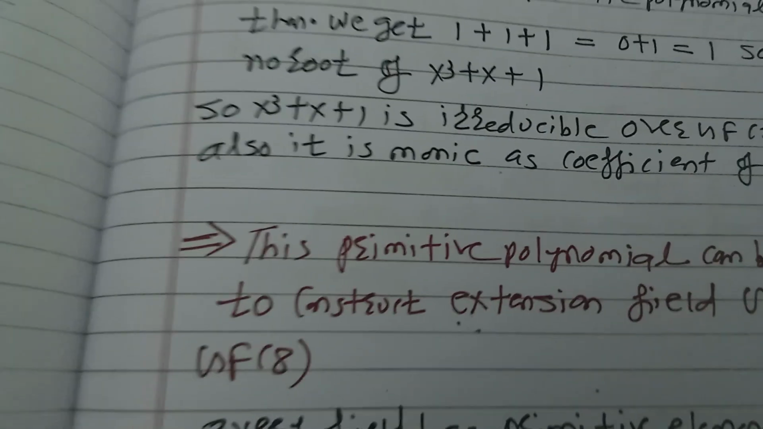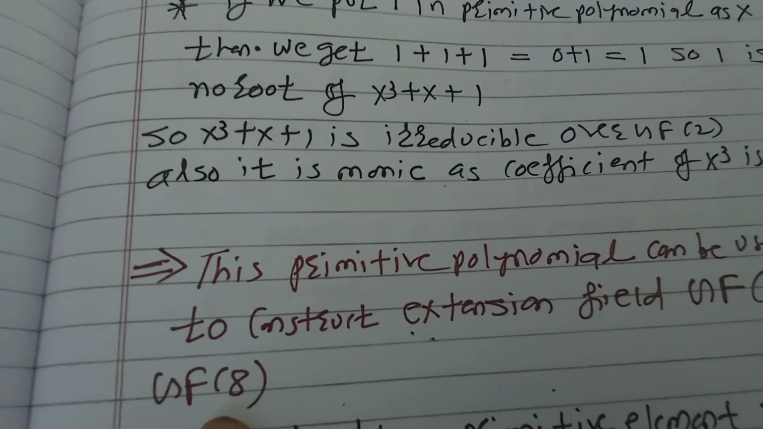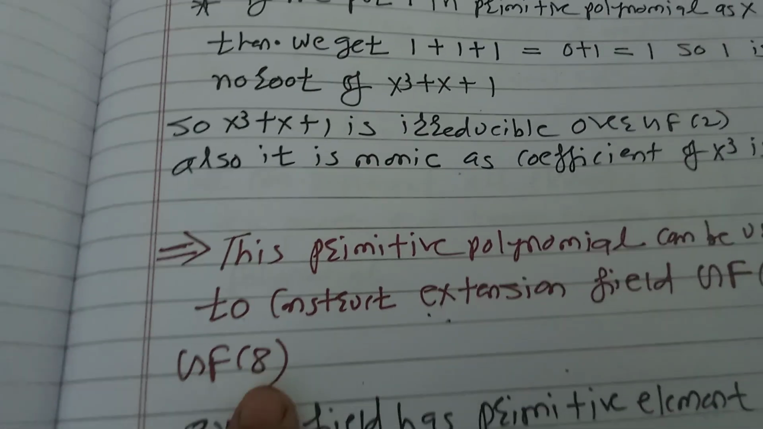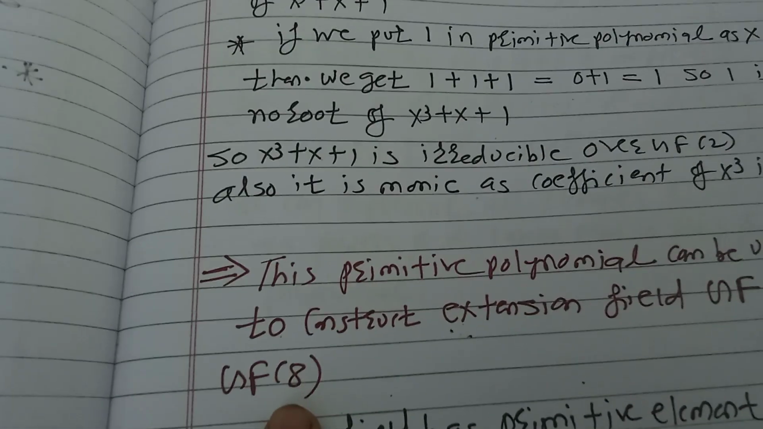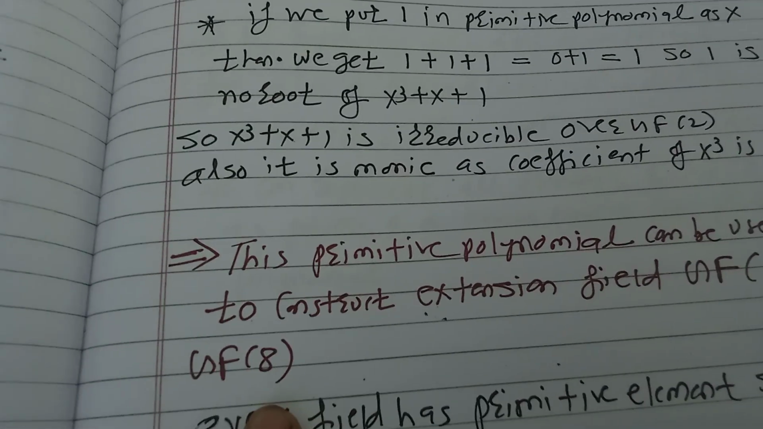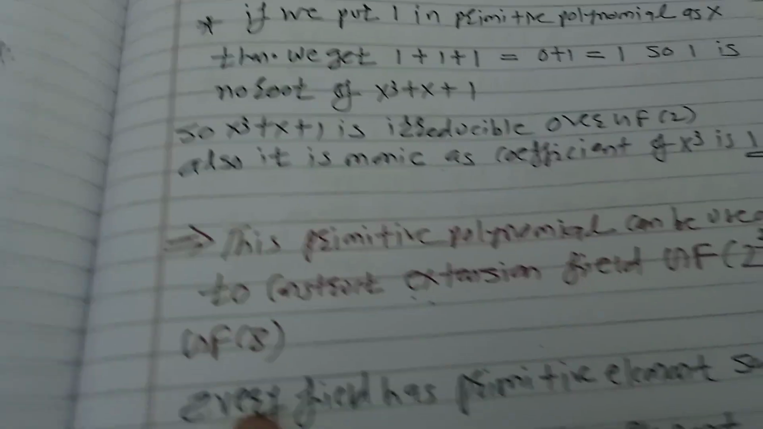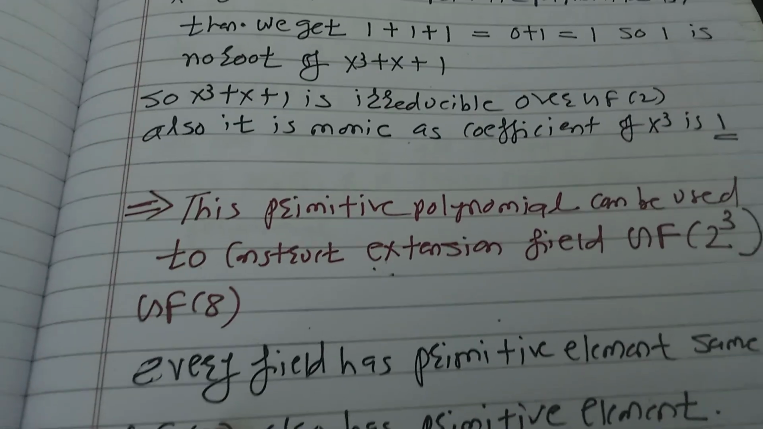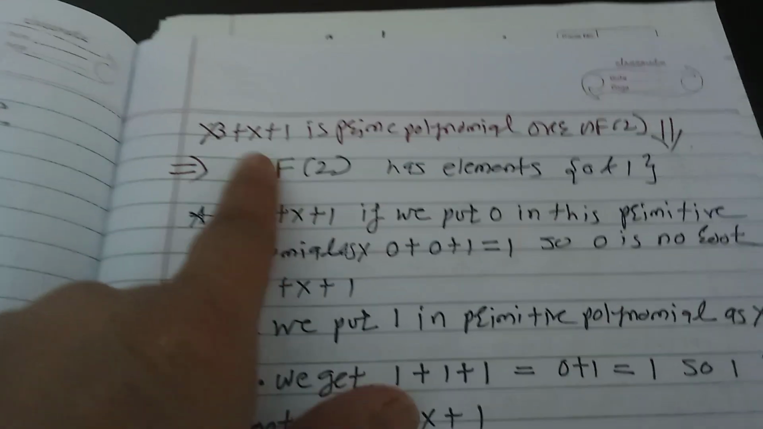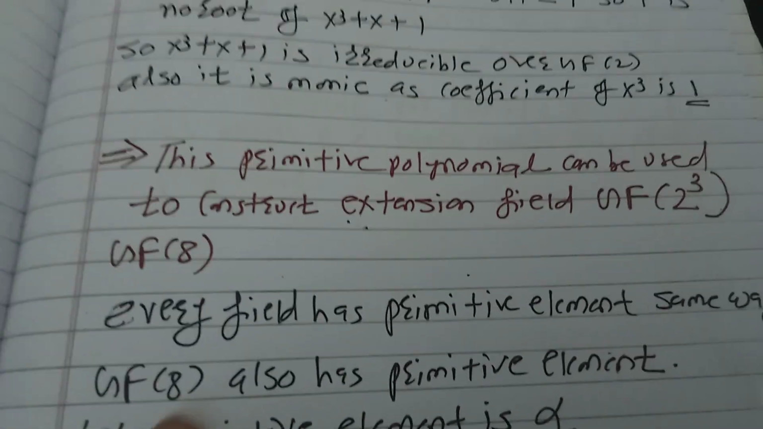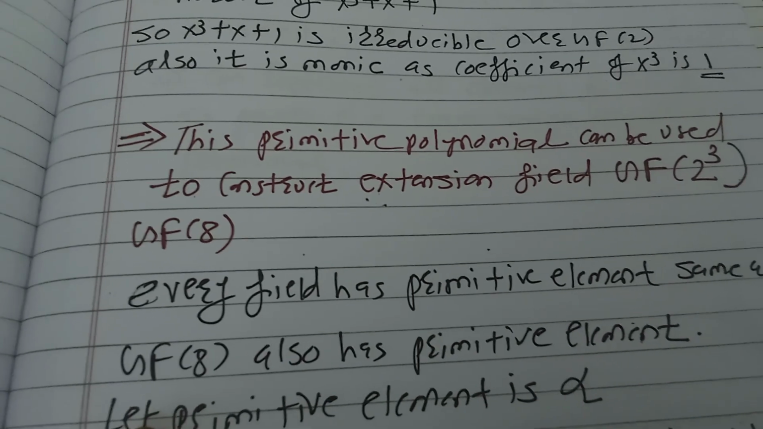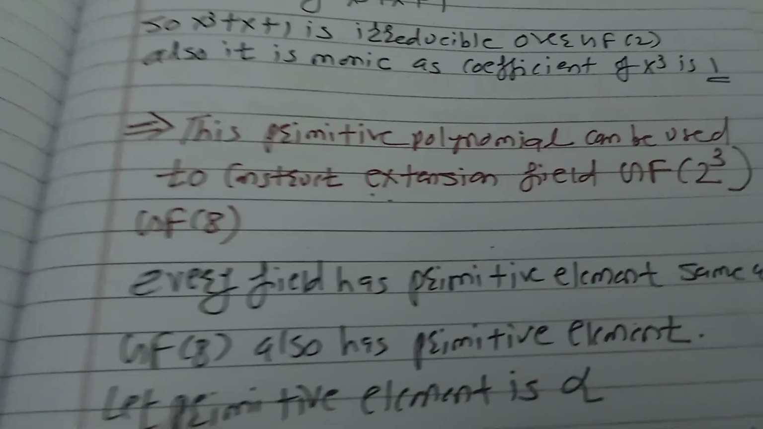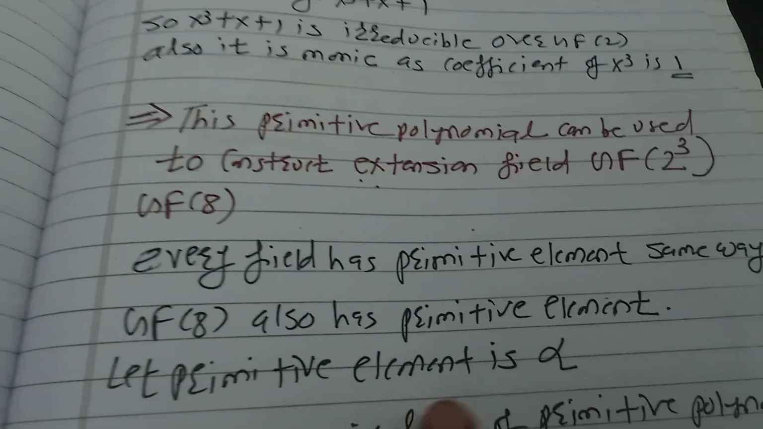Now this Galois field 8, like every Galois field, has a primitive element. That primitive element is the root of this primitive polynomial. So every field has a primitive element. Galois field 8 also has a primitive element. You know what a primitive element is; we have already discussed it. So let that primitive element be alpha.